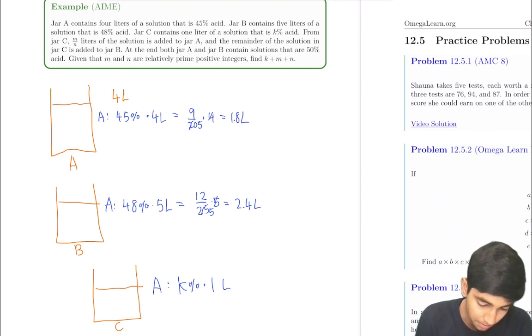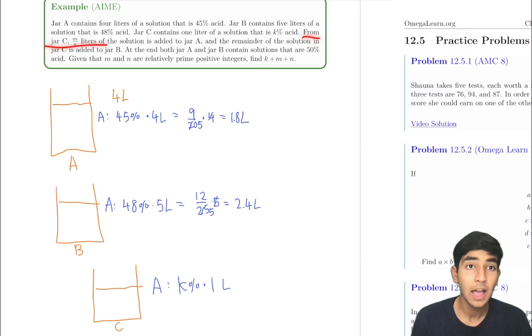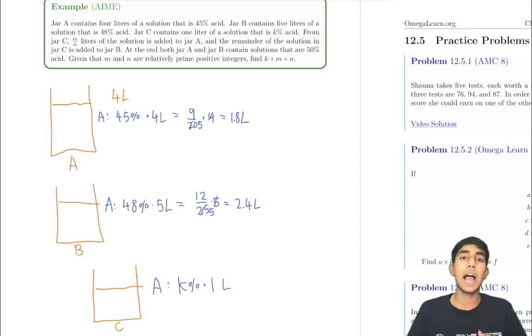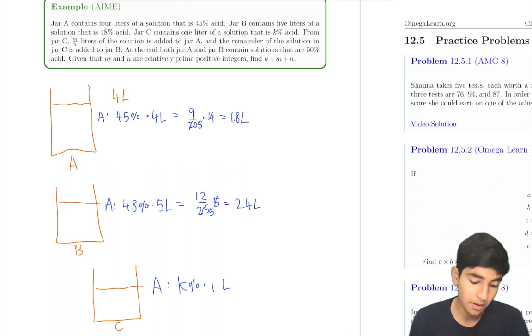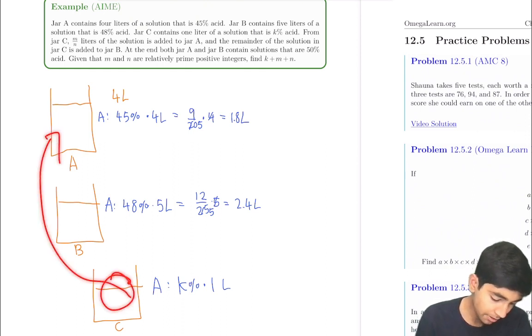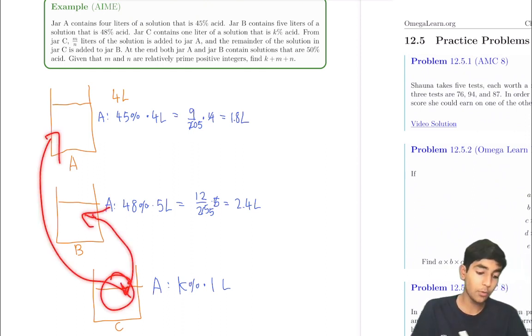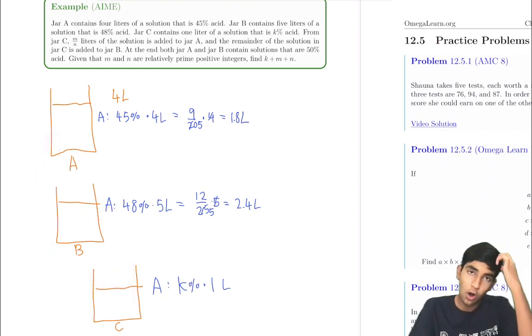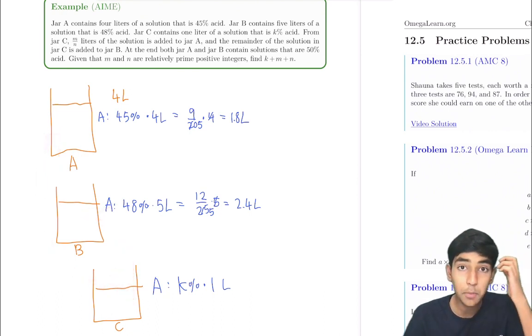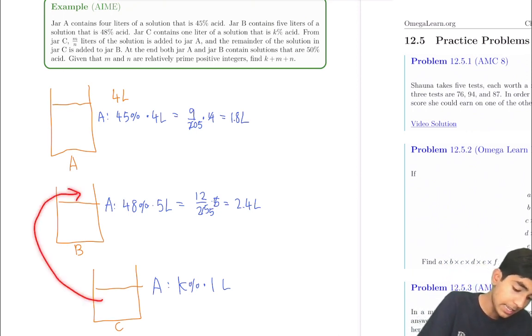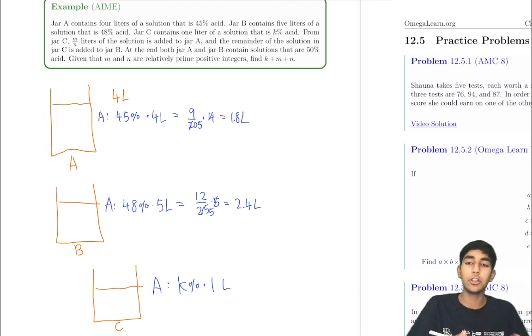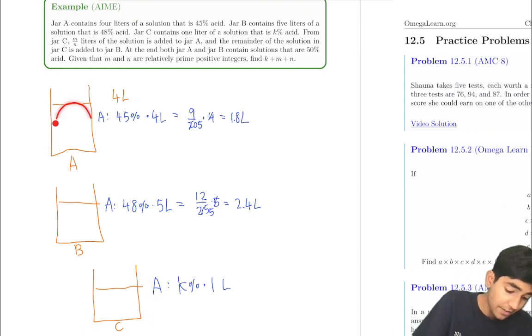Okay, and you're given in the problem, from jar C, m over n liters of the solution is added to jar A, and the remainder of the solution is added to jar B. So we're adding some of the solution to A and some of the solution to B. So in total, we're adding all the solution to A or B. And at the end, they both contain 50% acid. So we're putting a little bit in A, a little bit in B, such that all solution C is taken, so that A and B are now 50% acid.